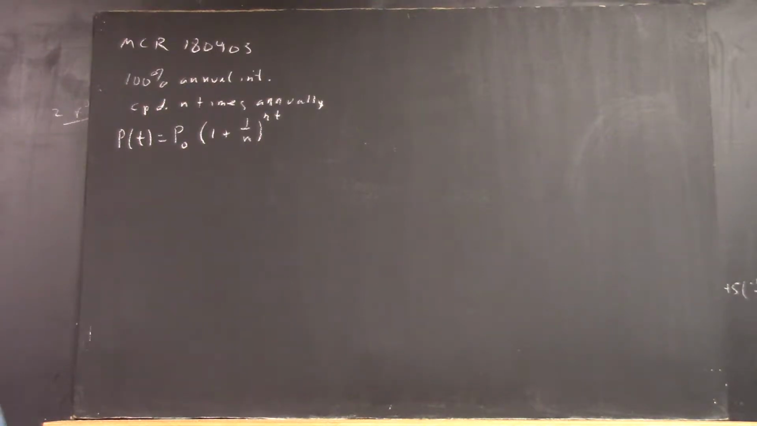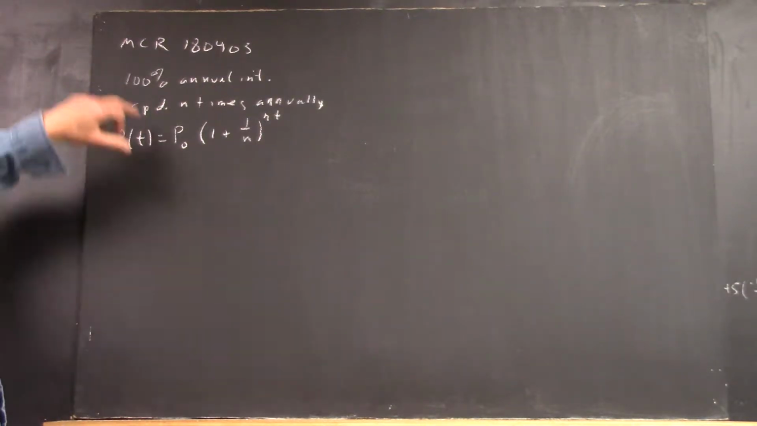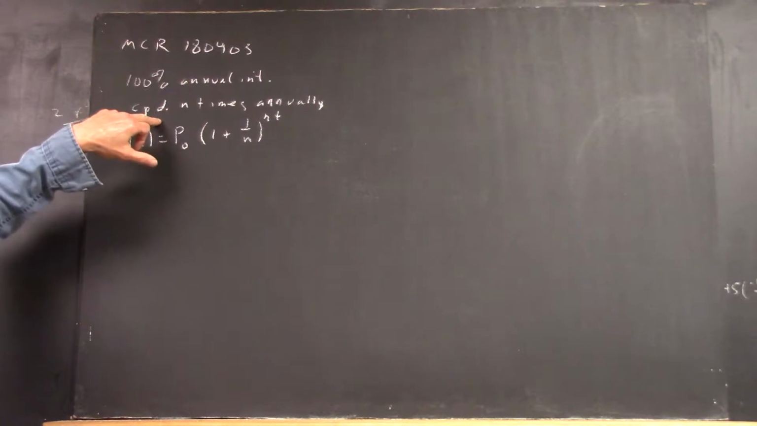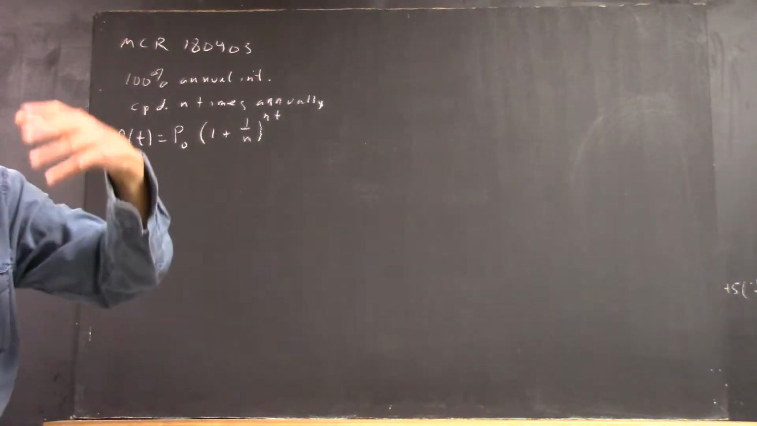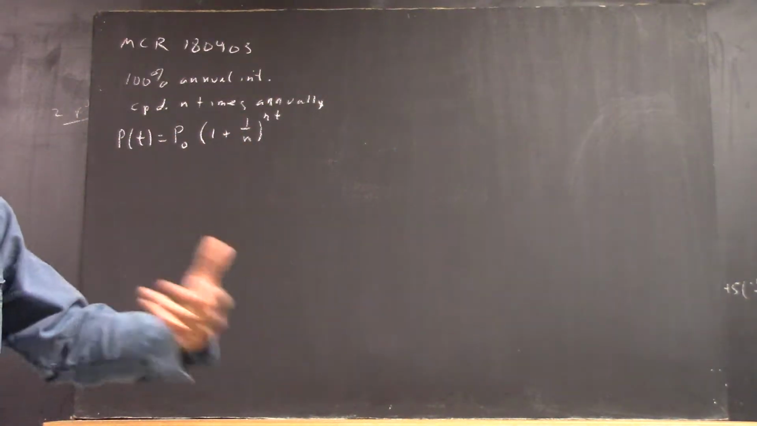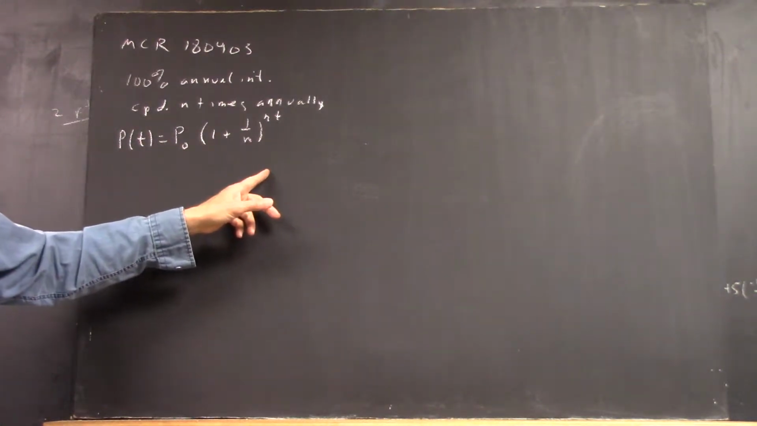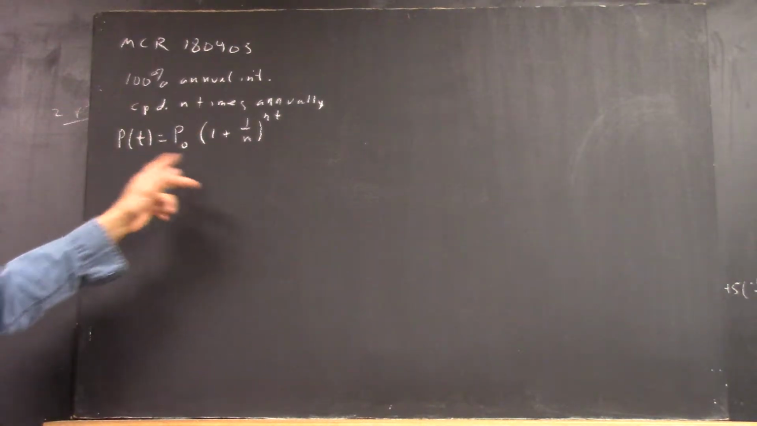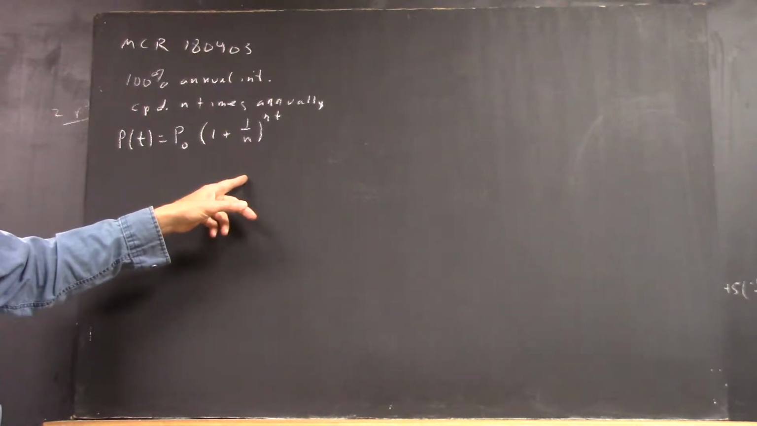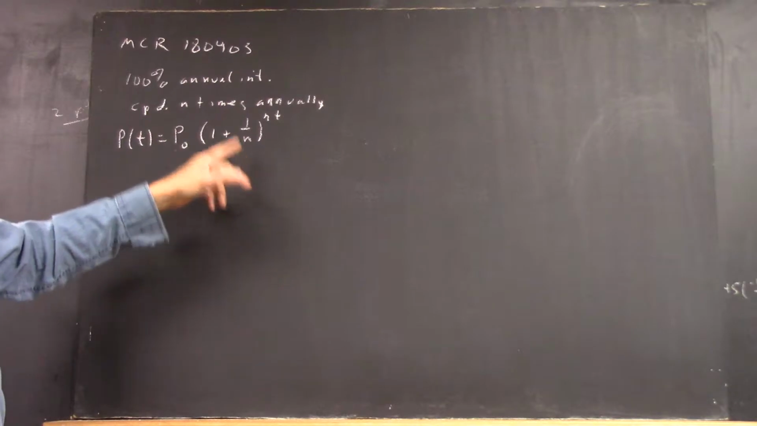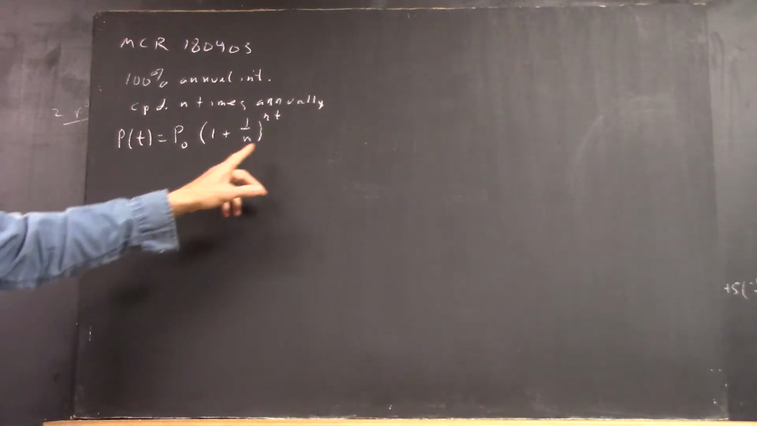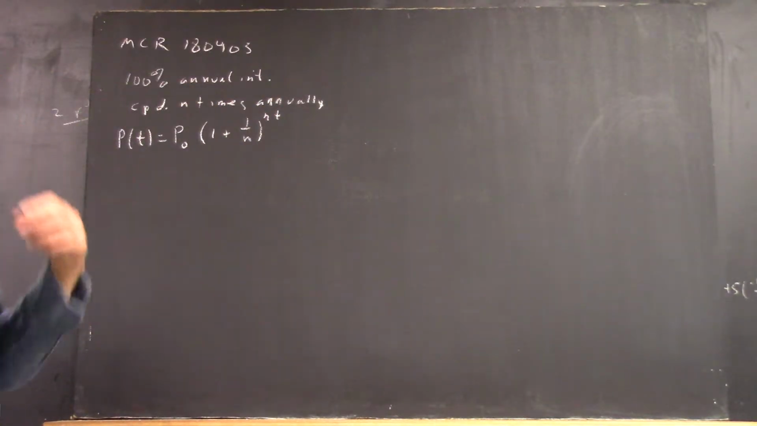Okay, now, we can work this out. If you get 100% annual interest compounded n times annually, then just using the procedures that we've already developed for compound interest, you can determine that this is what you have. This is your principal function, okay? So we're not going to worry about how we get this. We're just going to look at this because there's something you need to see, all right?